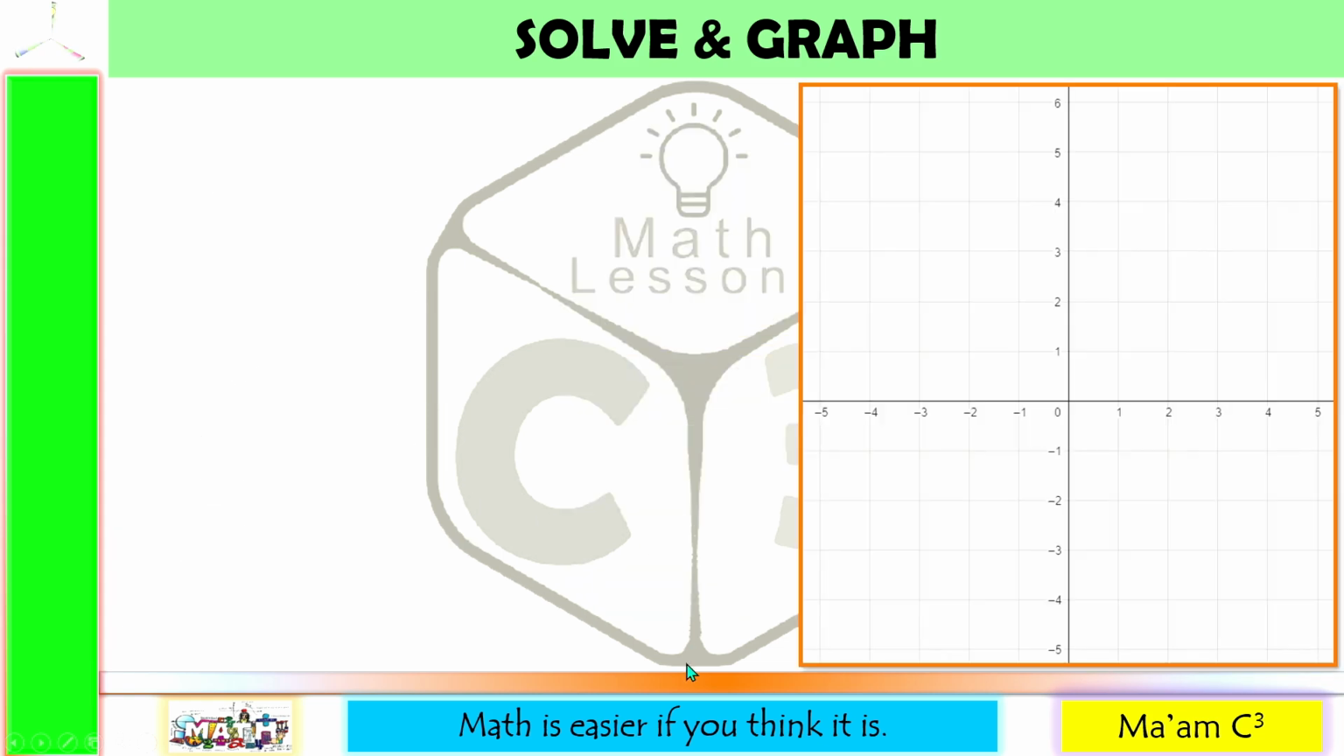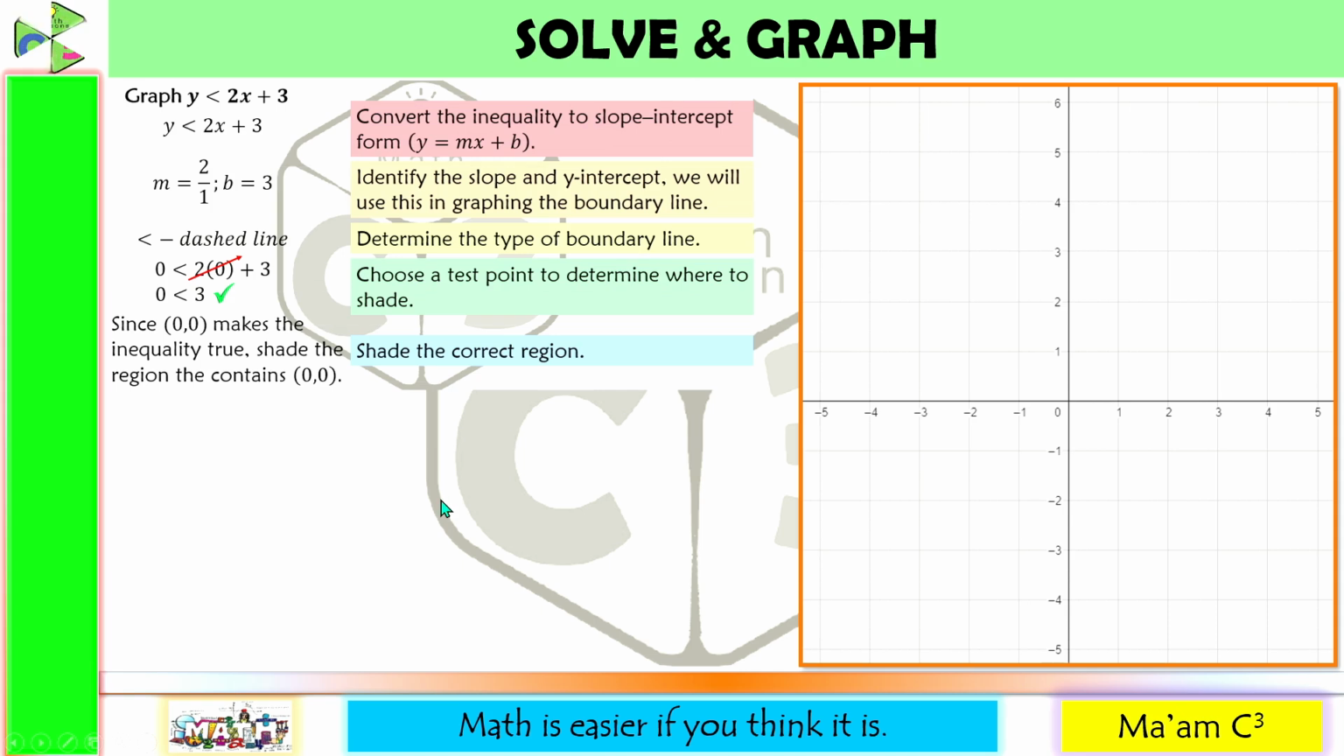Now let us graph. Let us recall our answers earlier. We will start with graphing the boundary line. Our y-intercept is 3, so we're going to start with that.